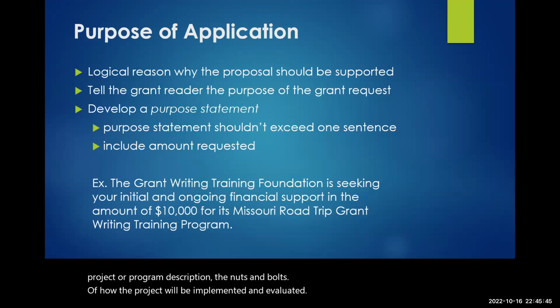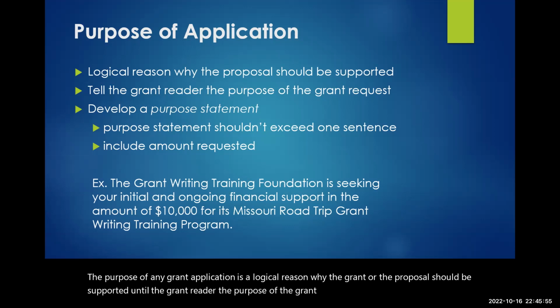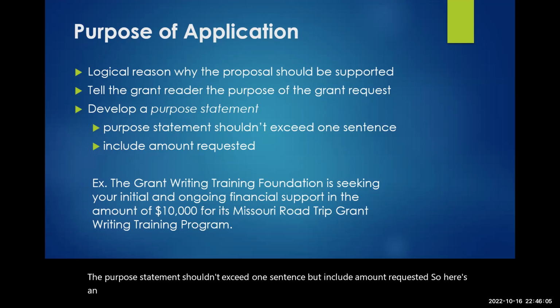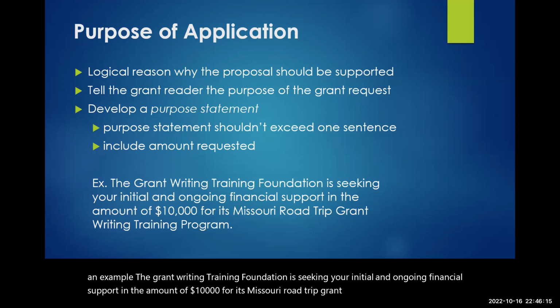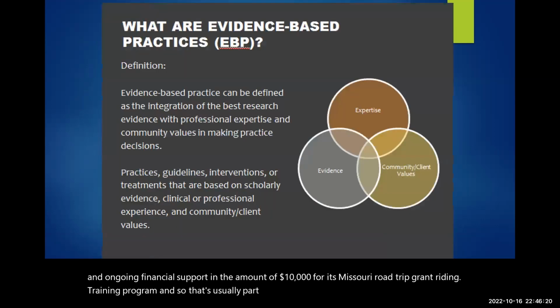The purpose of any grant application is the logical reason why the grant or the proposal should be supported. Tell the grant reader the purpose of the grant request, develop a purpose statement. The purpose statement shouldn't exceed one sentence, but include amount requested. So here's an example. The Grant Writing Training Foundation is seeking your initial and ongoing financial support in the amount of $10,000 for its Missouri Road Trip Grant Writing Training Program. And so that's usually part of, say, your cover letter.